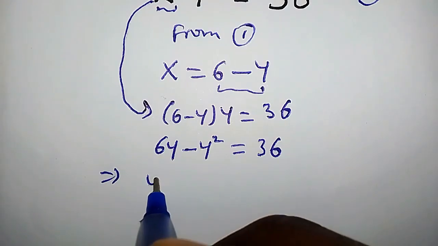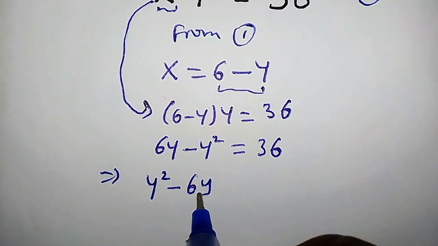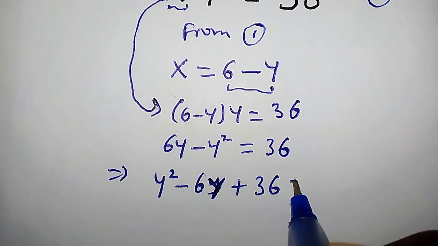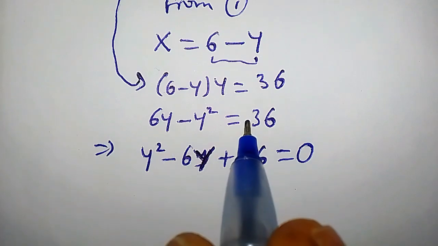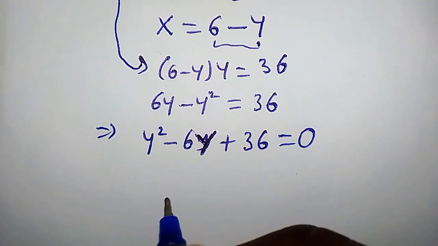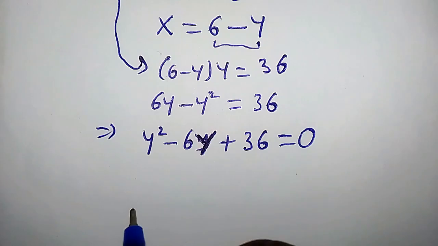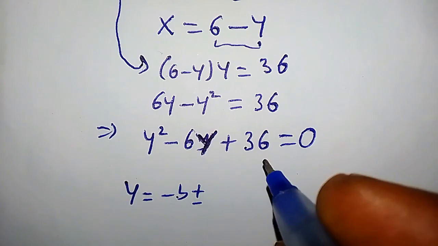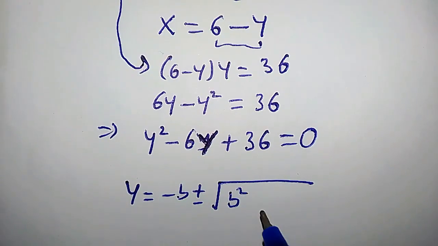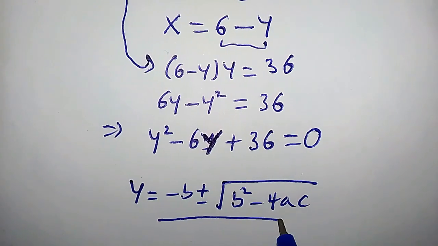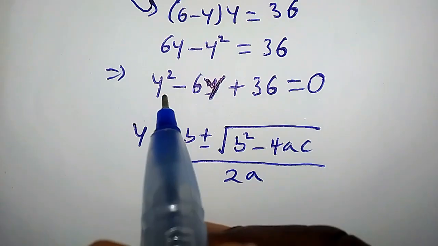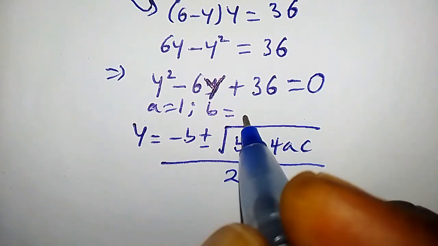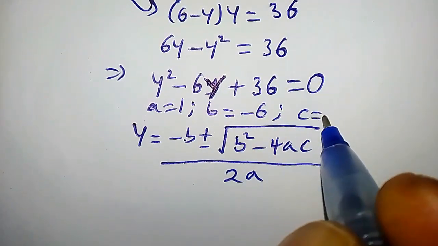This implies that y squared minus 6y, let's use capital Y, plus 36 is equal to 0. By just rearranging this equation, we have this. Now, you will see that this quadratic equation can be solved using the quadratic formula, which is y equal to minus b plus or minus square root of b squared minus 4ac divided by 2a. From this equation, a is equal to 1, b is equal to negative 6, c is equal to 36.